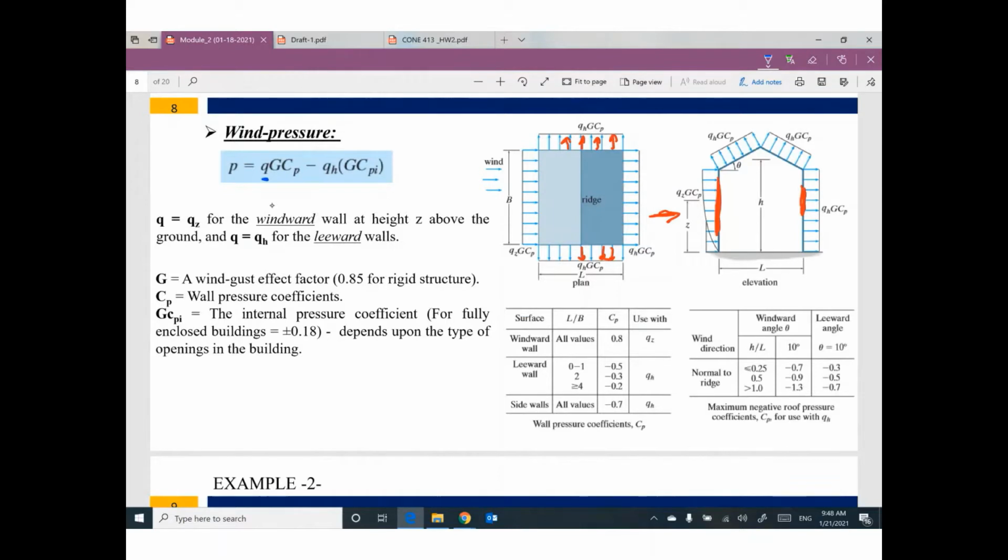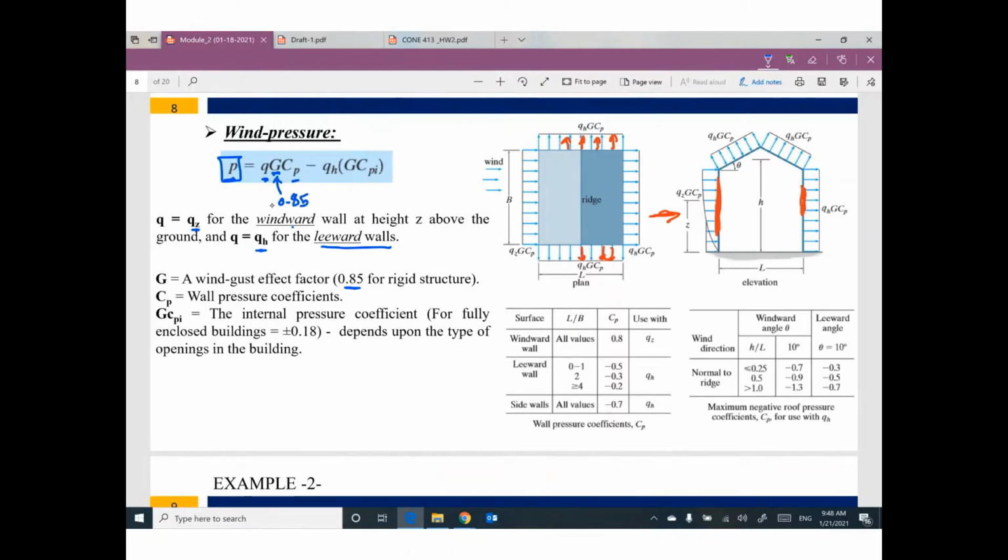P equals q times G times Cp minus qh times G Cpi. This wind pressure is a surface load, the final load. q equals qz if you are talking about the windward wall. q equals qh if you are talking about the leeward wall. G is a wind gust effect factor, taken like 0.85. So this value is 0.85.